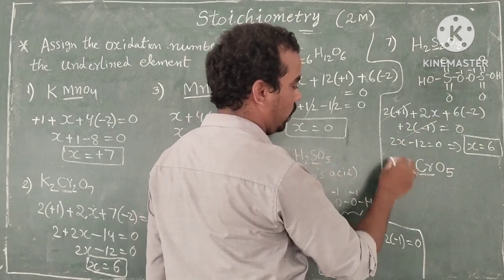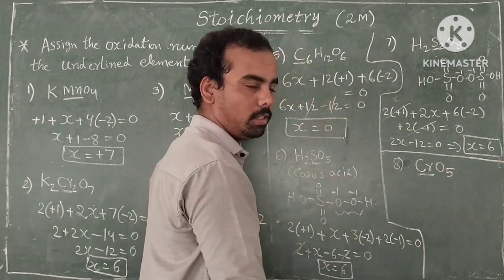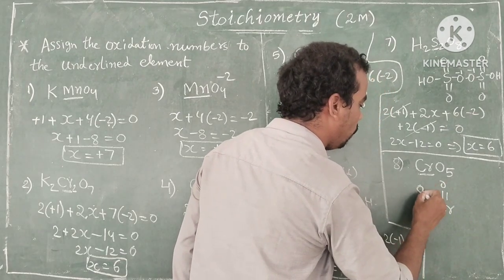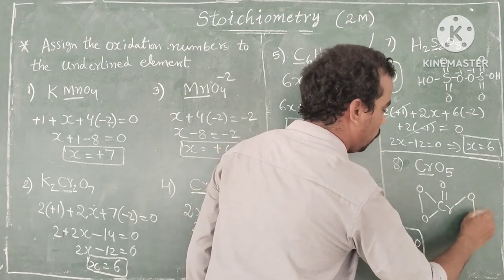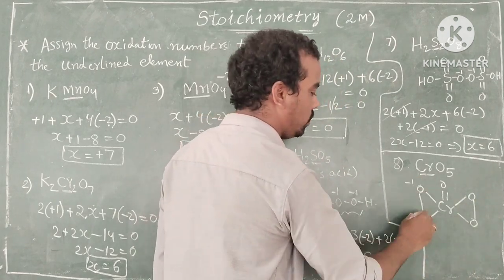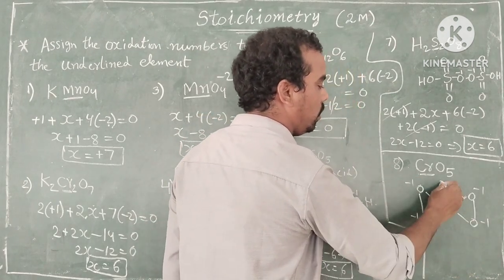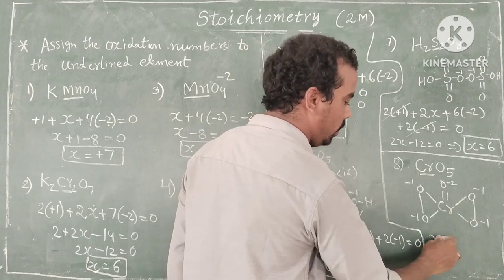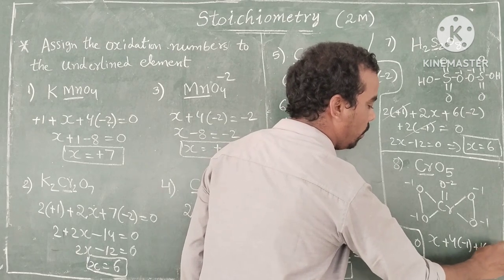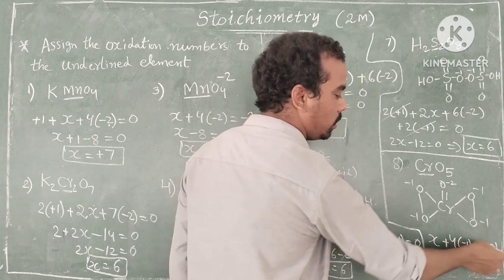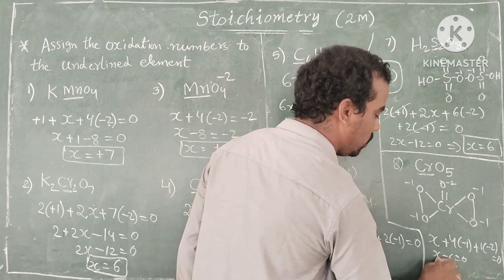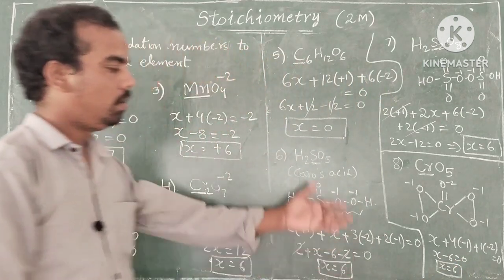So very important structure. Next one, CrO5, chromium pentoxide. It has a butterfly-like structure. Cr, double bond O. So butterfly-like structure means 4 oxygens are in peroxy linkage, so 4 oxygens are -1 oxidation state and 1 oxygen is -2. Chromium x plus 4 into -1 plus 1 into -2 equal to 0. So x minus 4 minus 2 equal to 0, x minus 6 equal to 0. So x is equal to 6. The oxidation state of chromium in chromium pentoxide is 6.